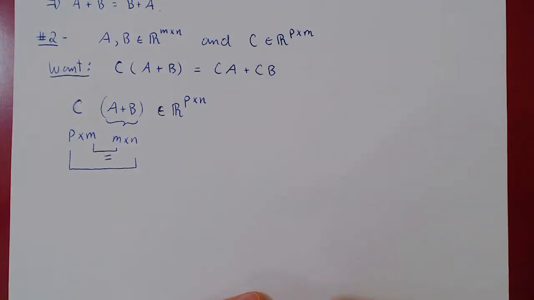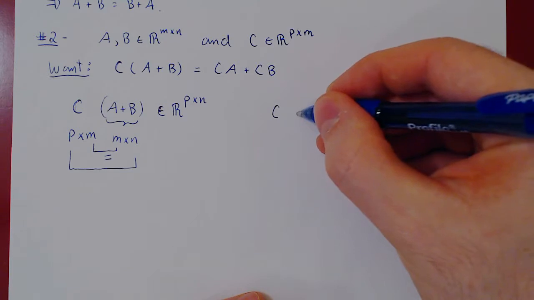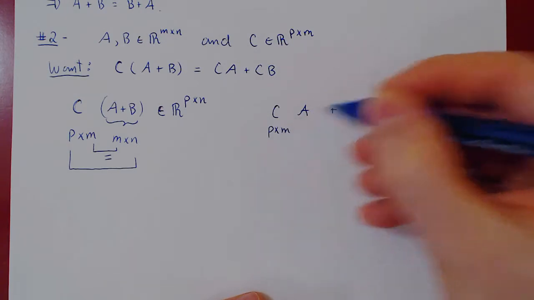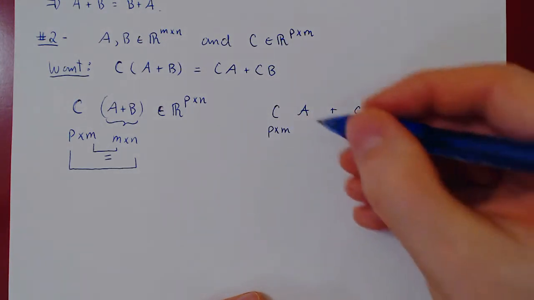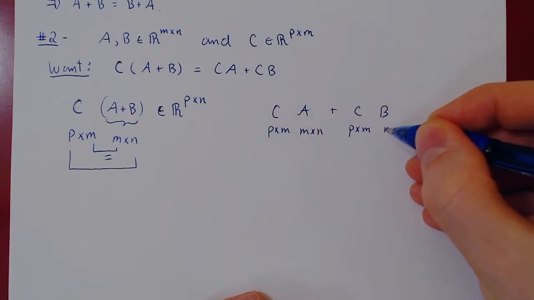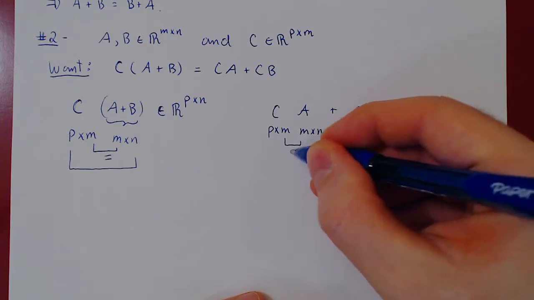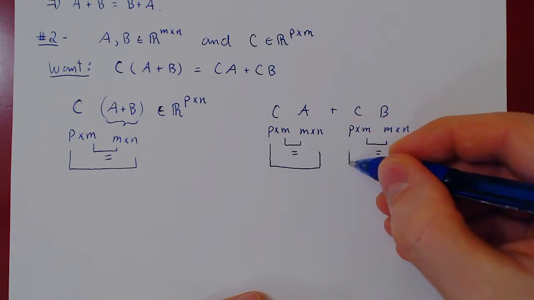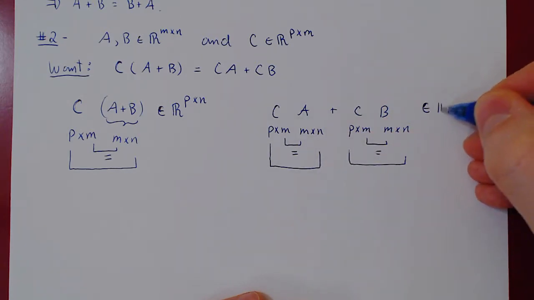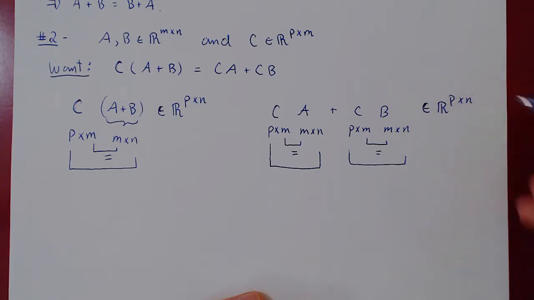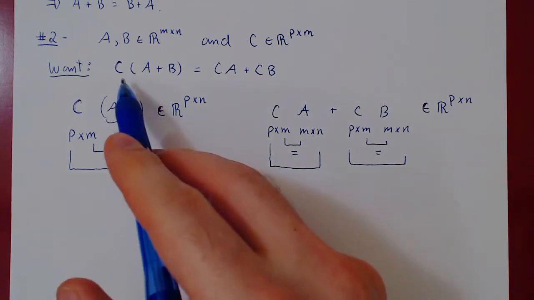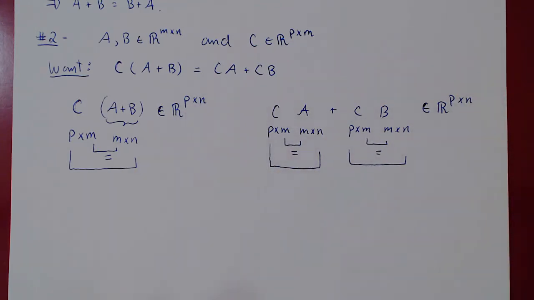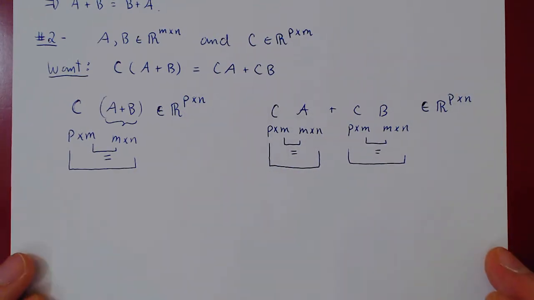Let's look at the right-hand side, CA plus CB. Well, C is a p by m, and both A and B are m by n. In both cases, multiplication is defined, and in both cases, CA is a p by n, CB is a p by n, and so the sum will also be a p by n matrix. So once again, it's very easy to check that C times (A plus B) and CA plus CB have the same size. Let us prove that they have also the same corresponding entries.